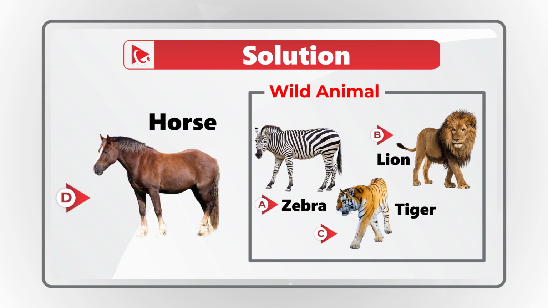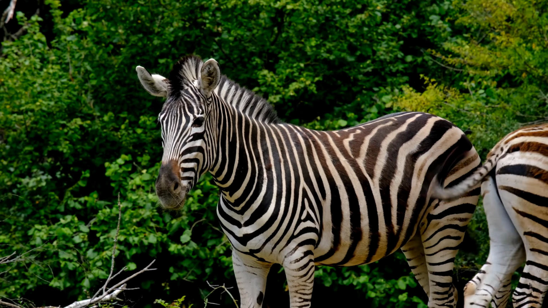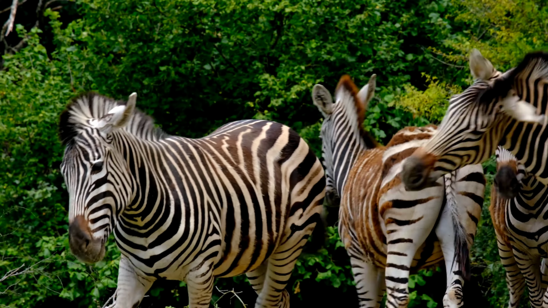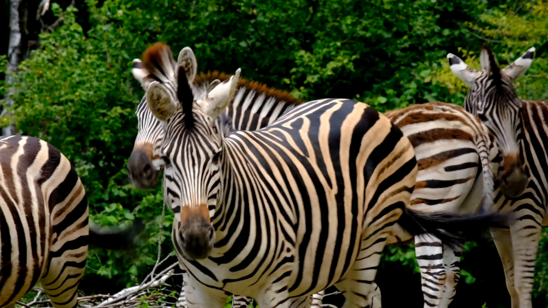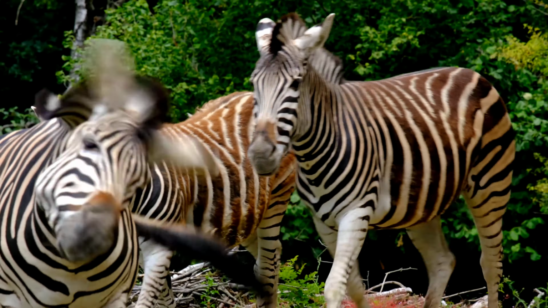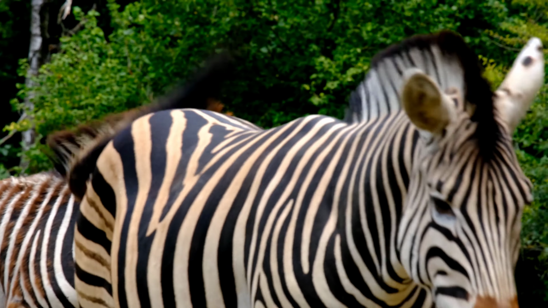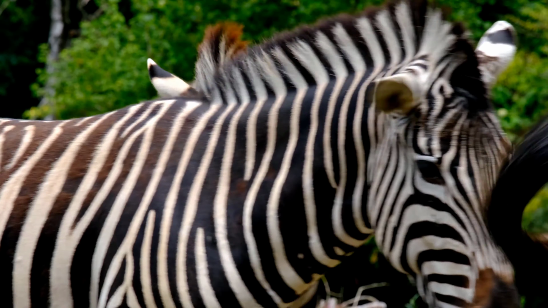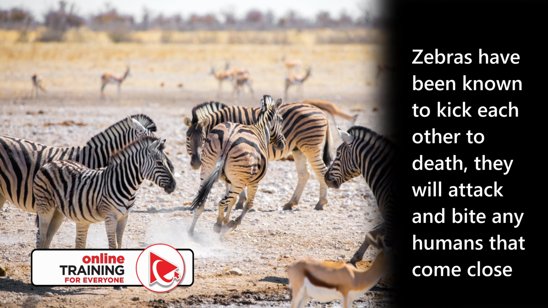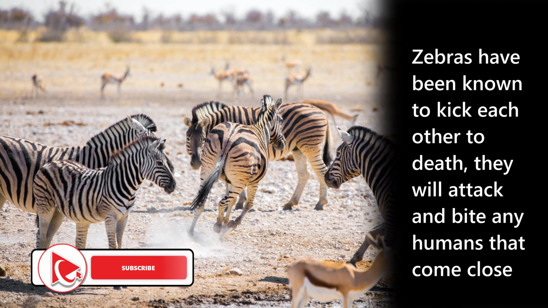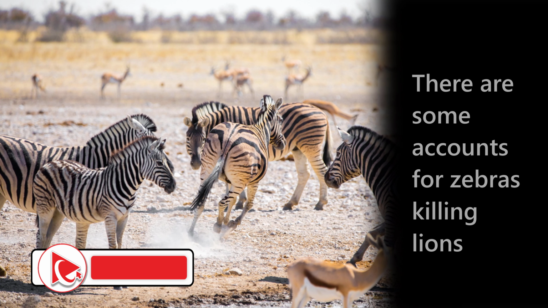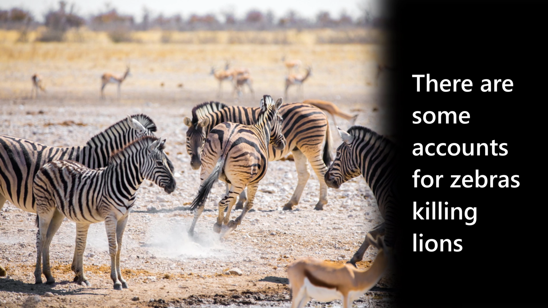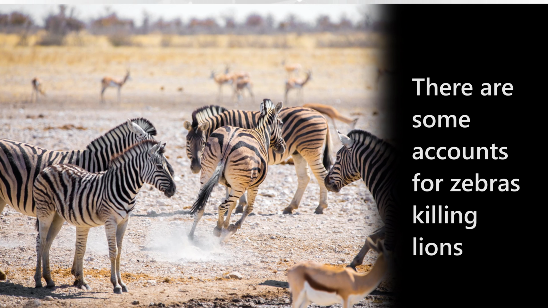If you think that zebra can be domesticated, think again. Zebras, in fact, are very aggressive and very dangerous animals, despite the peaceful look. Zebras have been known to kick each other to death. They will attack and bite any humans that come close. And there are also some accounts of zebras killing lions. I found this information very interesting when I was doing my research. If you have any other thoughts or any rationale for the particular answer, please make sure to share in comments.